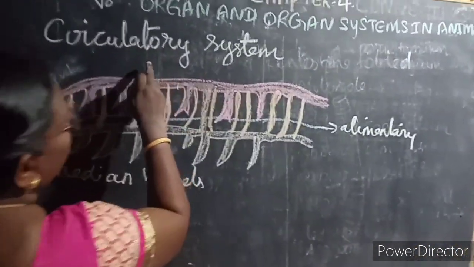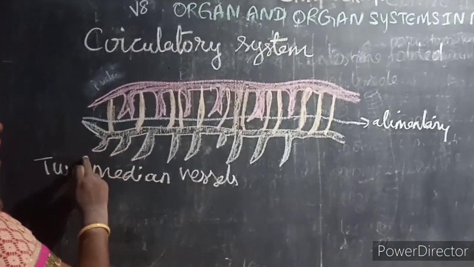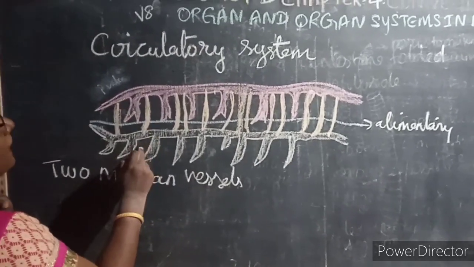The circulatory system of the earthworm is a closed type, with two median vessels that run longitudinally above and below the alimentary canal.